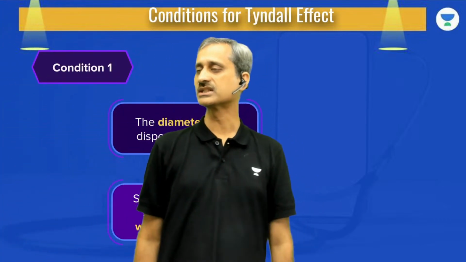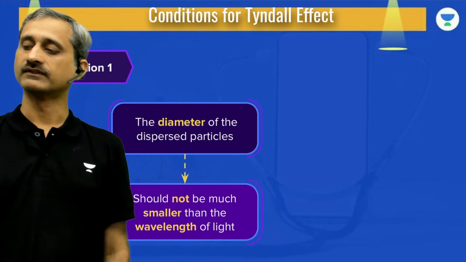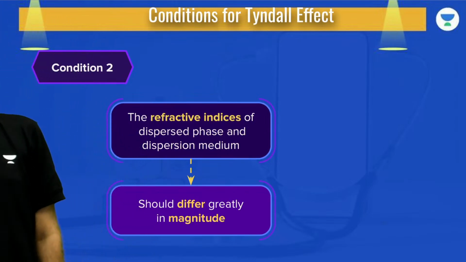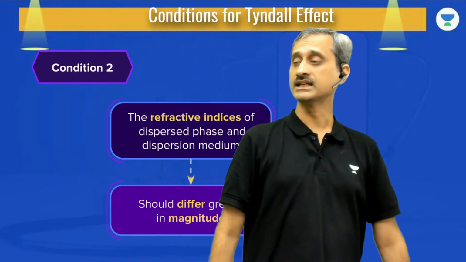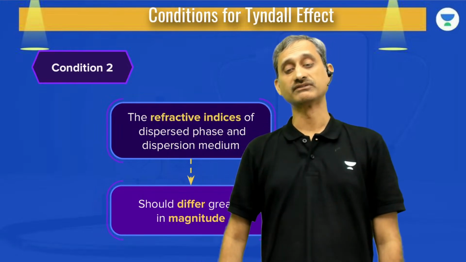So what are the conditions? The diameter of the dispersed particles should not be much smaller than the wavelength of light. If it is too small, then the path of light would not be visible. And the properties of the dispersed phase and dispersion medium should differ largely.